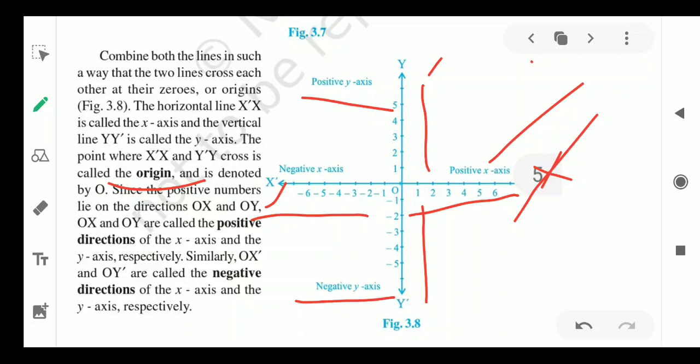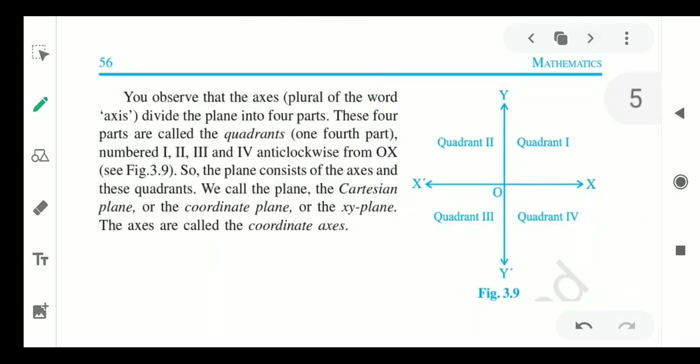Okay, so the horizontal line is called the x-axis, the vertical line is called the y-axis. The right side of the 0 on the x-axis is called the positive x-axis. The left side is called the negative x-axis. On the y-axis, above the 0 it is called the positive y-axis, and below the 0 it is called the negative y-axis. Again see, x dash is called the x-axis, y dash is called the y-axis. Both meet at one point, that is the origin.